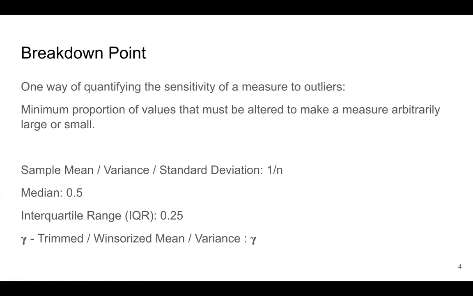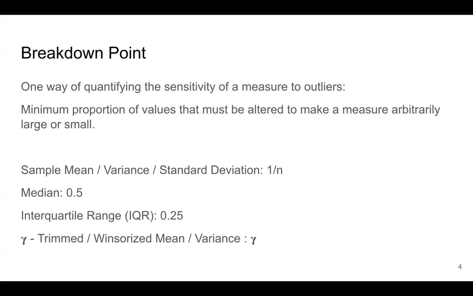I think it's a pretty good time to introduce a new concept, a breakdown point, or formally, finite sample breakdown point. Breakdown point is one way of quantifying the sensitivity of a measure to outliers. It's basically the minimum proportion of values that must be altered to make a measure arbitrarily large or small. Basically, the minimum proportion of values that make a measure unreliable or meaningless.